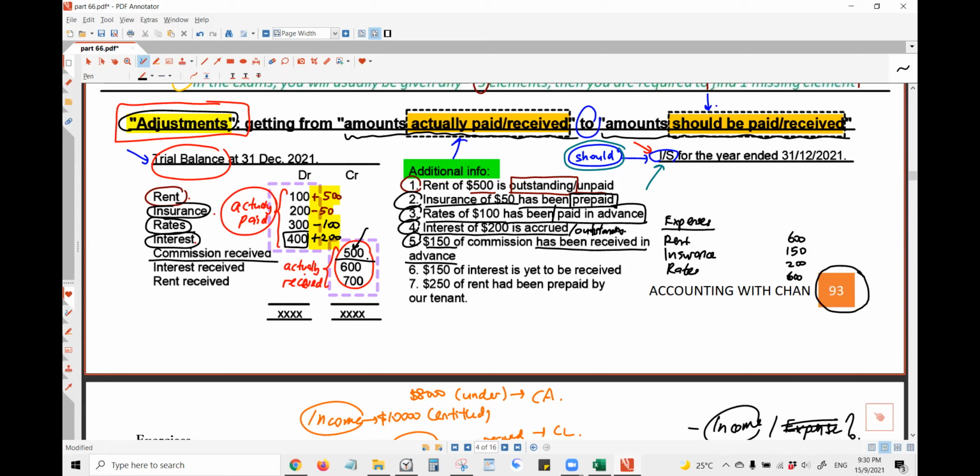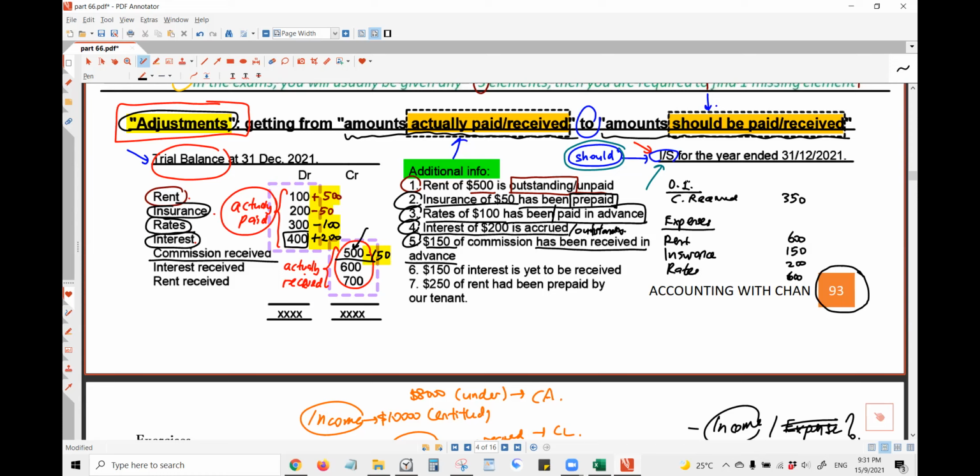So how to find the amount you are supposed to receive? You should remove the 150. Remove the 150. So this is adjustment. Getting from amount you have actually paid and received to amount you should pay and receive. So in the income statement, other income section, you will have commission received 350. Okay, commission received, I write in short form.